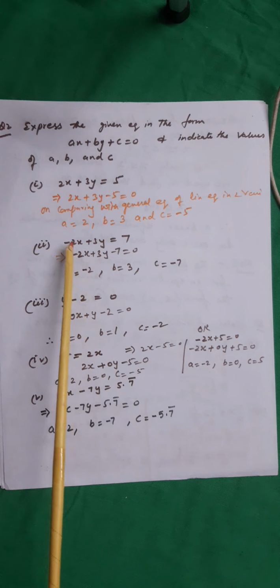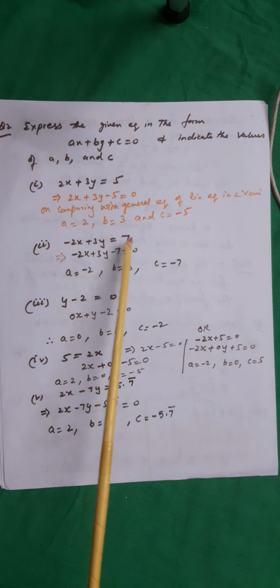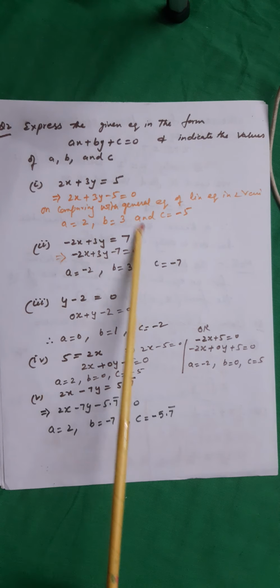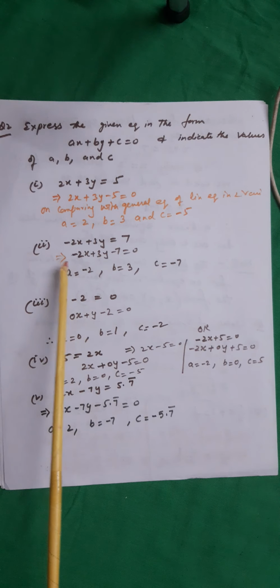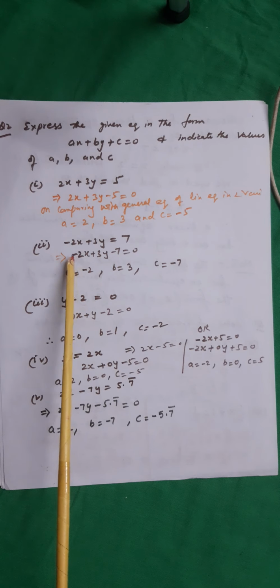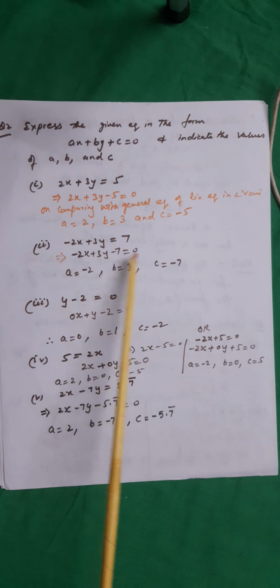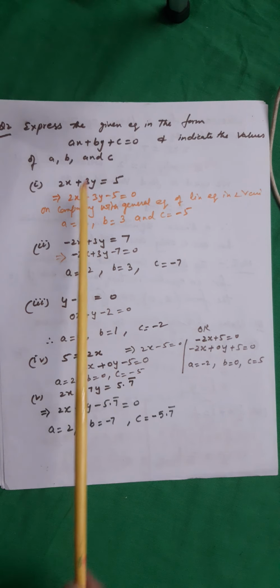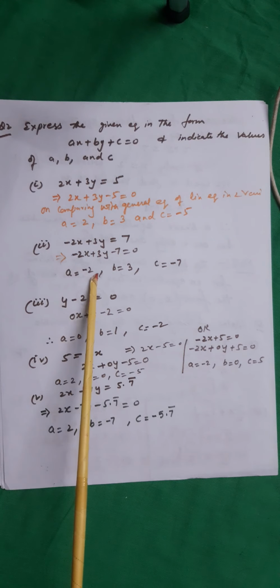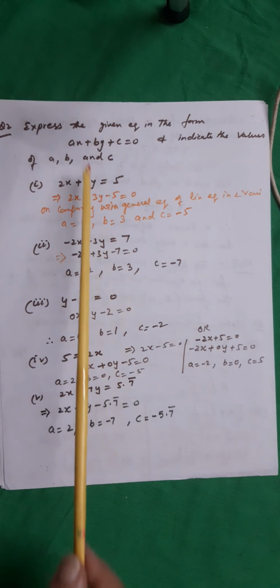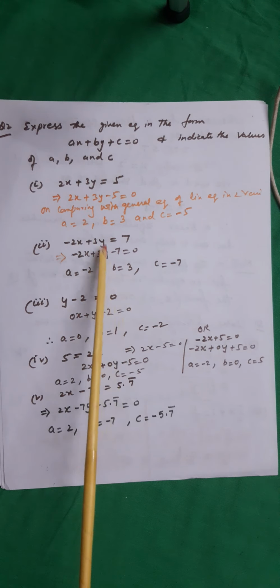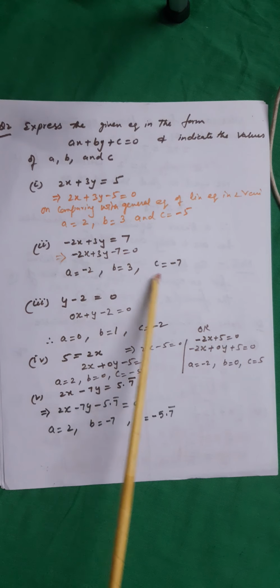Take one more example. Minus 2x plus 3y is equal to 7. So bring all the things on one side. So you have minus 2x plus 3y minus 7 is equal to 0. Compare it with this. You get a is equal to minus 2, b is equal to 3 and c is equal to minus 7.